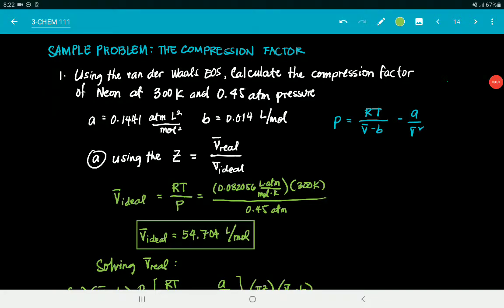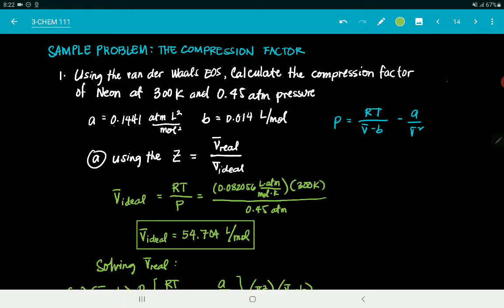So in this video, magsasolve tayo ng sample problem which involves the calculation of the compression factor using three different techniques. Okay, so for number one, using the Van der Waals equation of state, calculate the compression factor of neon at 300 Kelvin and 0.45 atmospheres pressure. So the Van der Waals constants are given.